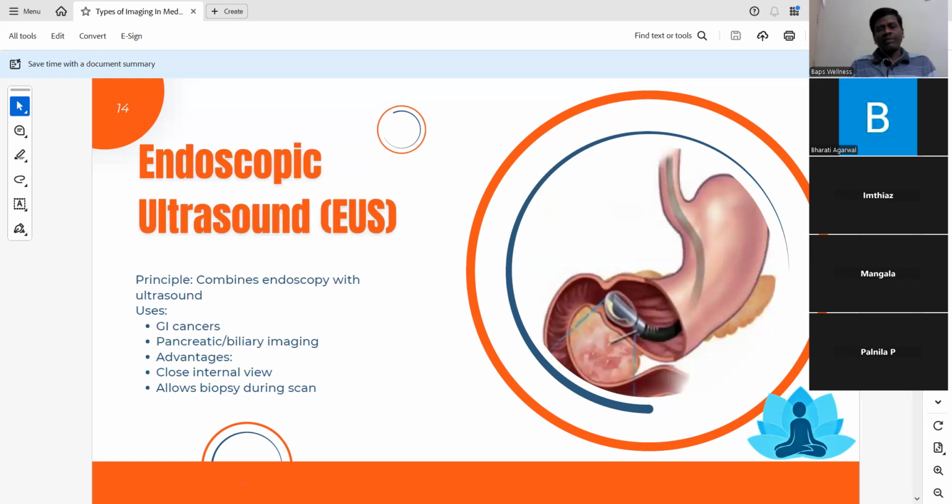Now, the advantage is that we will get high resolution images in this, and can perform needle biopsy during the scan. That is, simultaneously, if any mass is there, you can directly take out some tissue from the tumor to do the biopsy. The disadvantage is that it is an invasive one, where you do the damaging or cutting or taking some tissues, and it requires sedation.